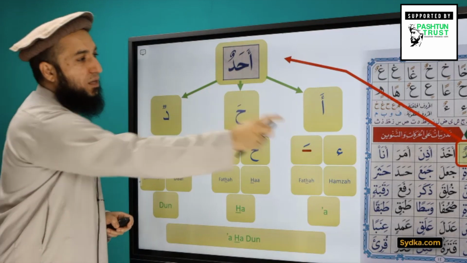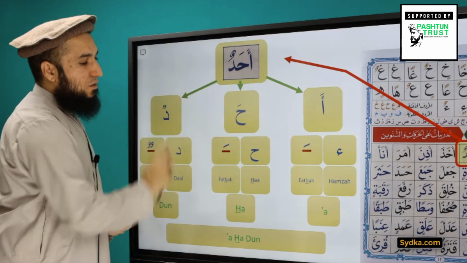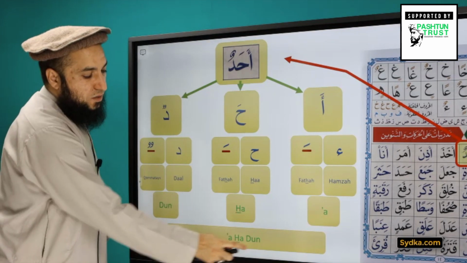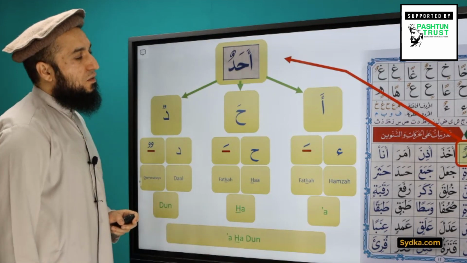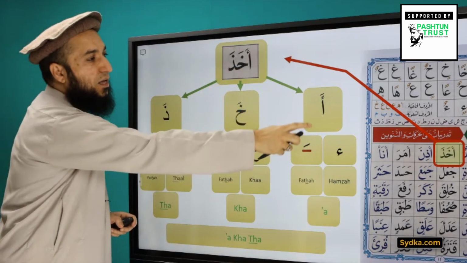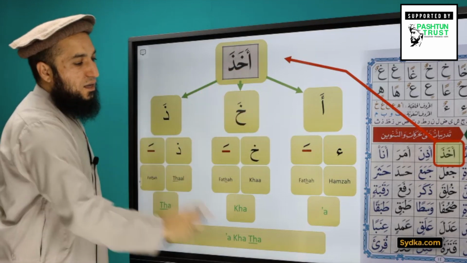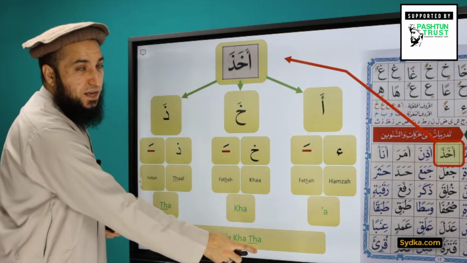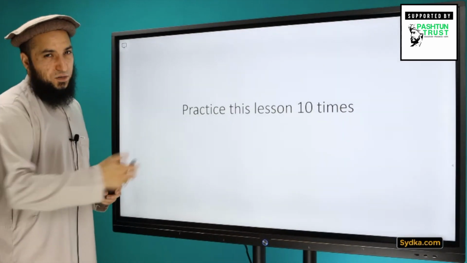Ahadun, ahadun. Akhadha, akhadha. So this is the end of this session.